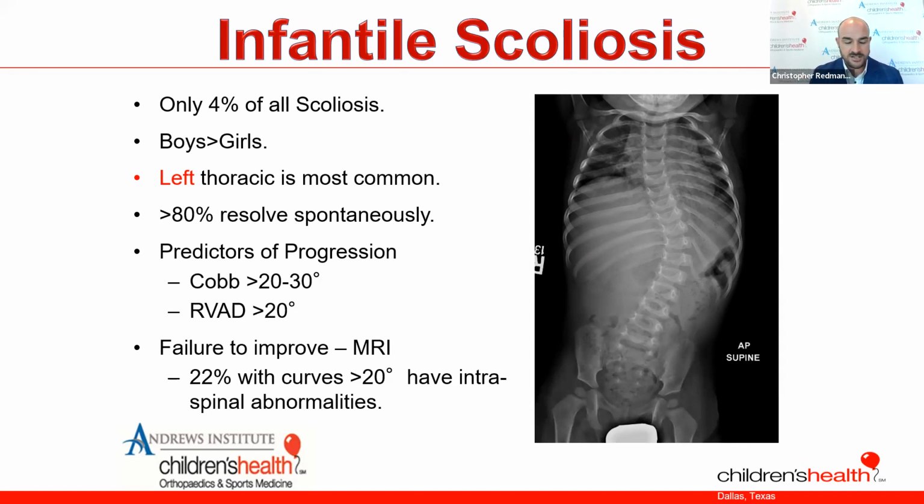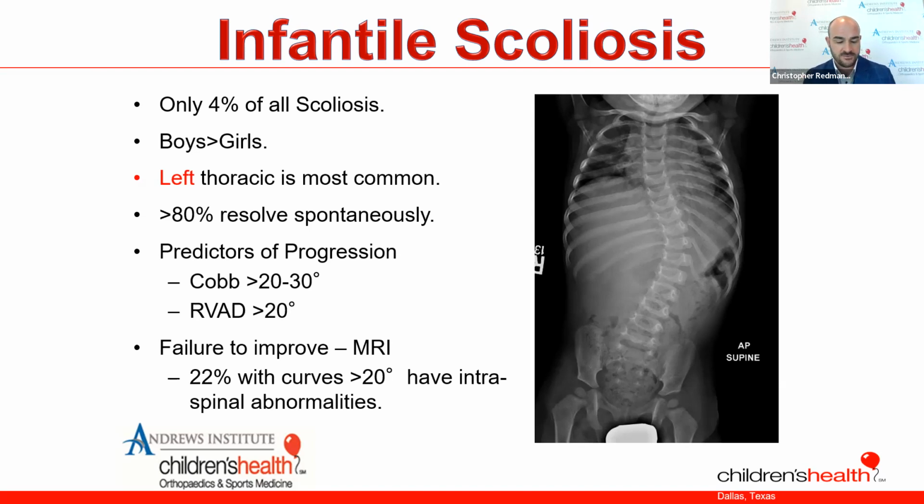If we look at these curves, they are most commonly seen in boys, which we'll talk again later about how this is different from adolescent scoliosis, where it's more common in girls. They're also most commonly left thoracic versus idiopathic adolescent scoliosis, which is most commonly seen in the right thoracic region. And the real difference is that 80% of these will actually resolve on their own, which is a really good thing.